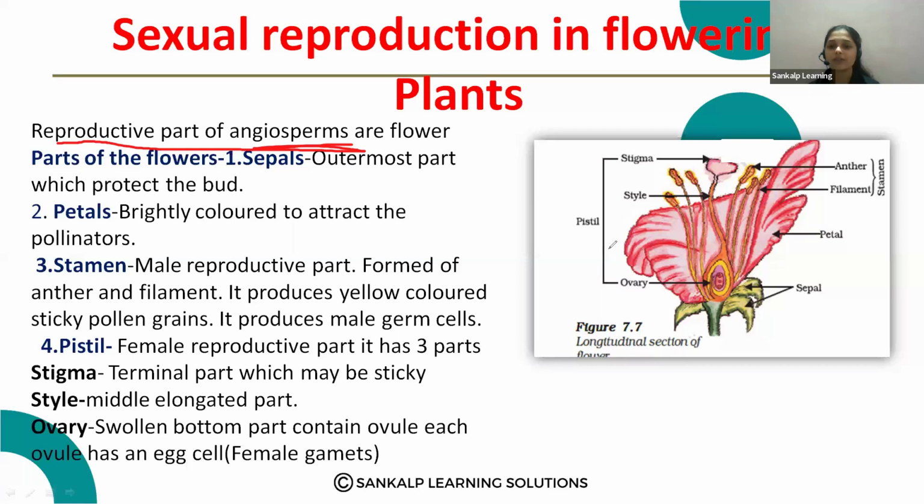So here in the flower, we can observe four important structures. Four important structures of the flower, that is sepals, petals, stamen, and pistil. So let us learn one by one. What is sepal, what is petal, what is stamen, and what is pistil. So the four important structures of the flower are sepals, petals, stamen, and pistil. So what are sepals then?